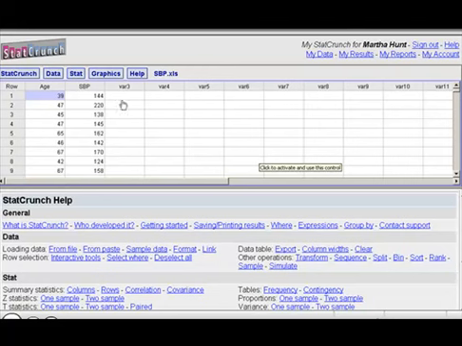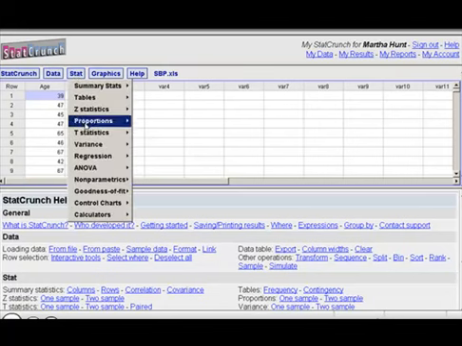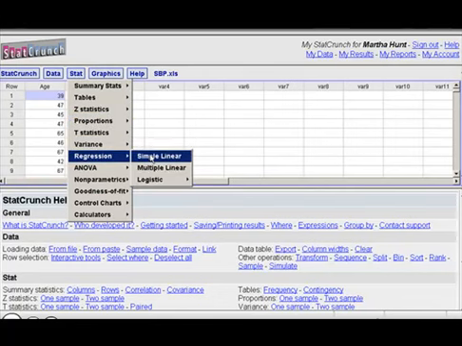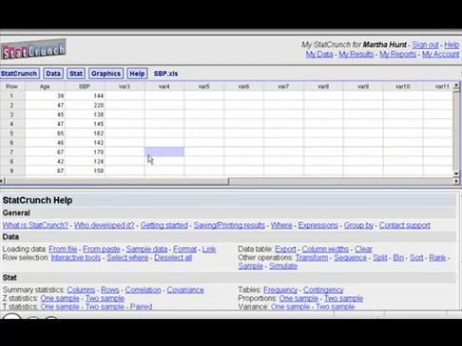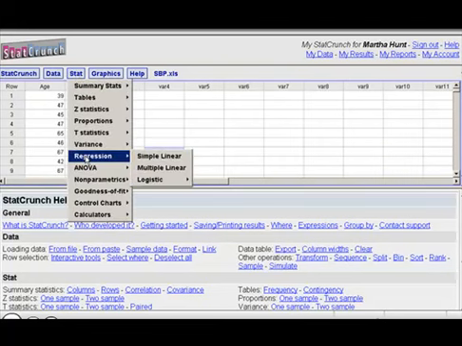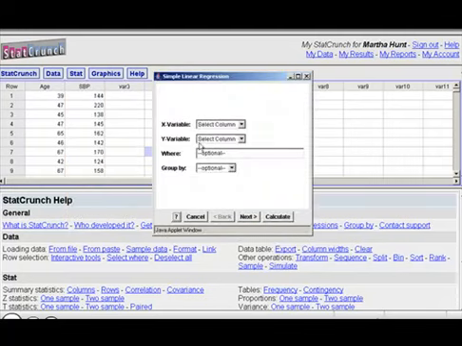To analyze this data, we are going to go under Stat, and we're going to select Regression, Simple Linear. Let's do that again. Stat, Regression, Simple Linear. Our X variable is age. Our Y variable is systolic blood pressure.